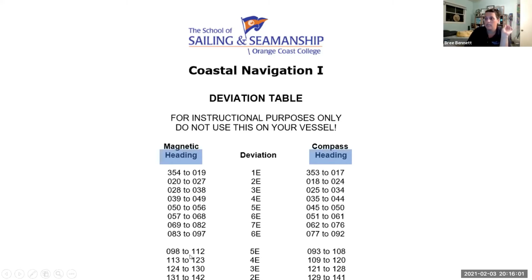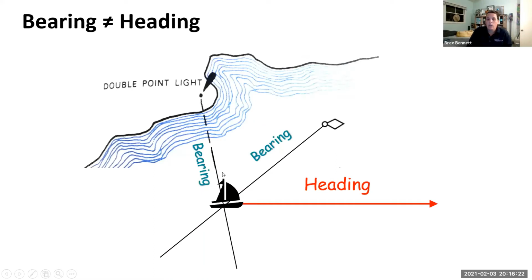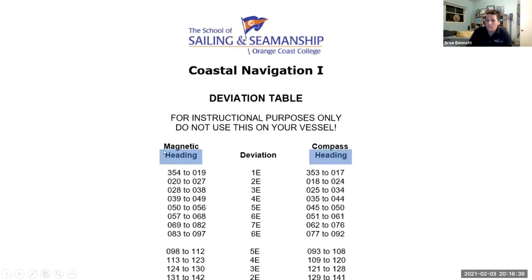I'm going to say this is 75% the most commonly made mistake on US Coast Guard exams for 100-tonners. But always enter your deviation table with your heading. Even if you are computing this bearing from a compass bearing to a true bearing, the deviation is going to be based on your heading, not the bearing. We're based on heading.